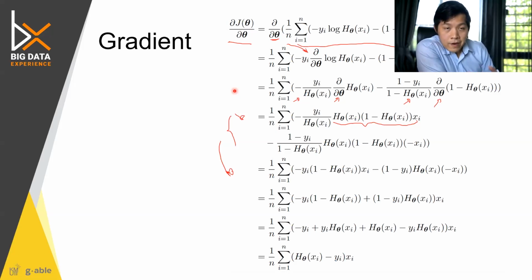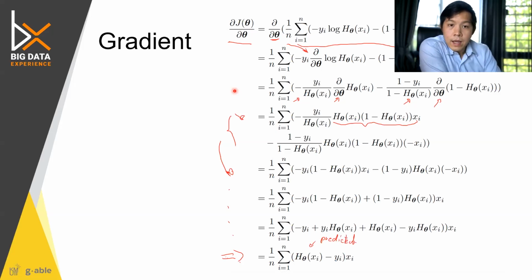So finally, I'll just go to here. At the end, the result is quite simple. That is, the gradient of this cross entropy equals the predicted value minus the actual, multiplied by the input, and then sum them all. Then you get the errors and you get the gradient of this, right?